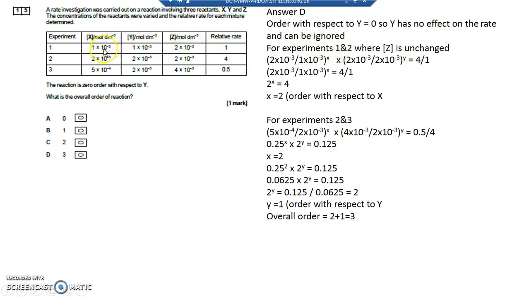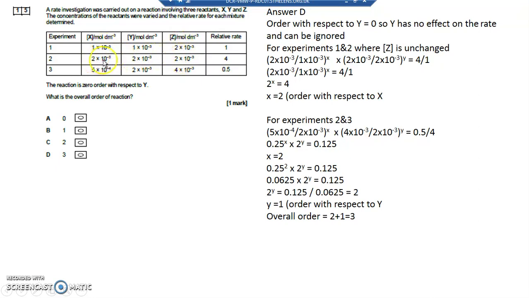We're going to look at experiments 1 and 2 first of all, because 1 and 2 has Z the same. So we always find 2 experiments where something is the same. We're ignoring Y because we know it's 0 order with respect to Y. So we'll look at experiments 1 and 2 where Z is the same.